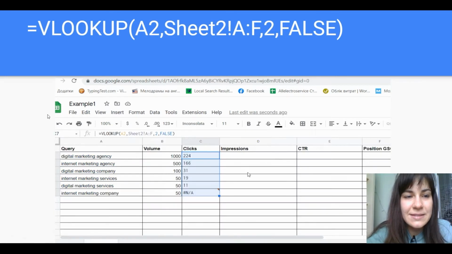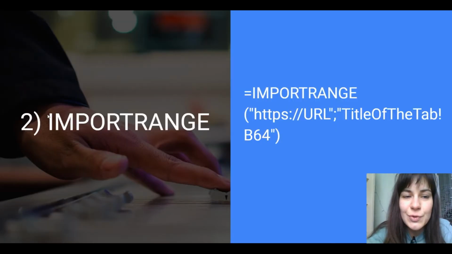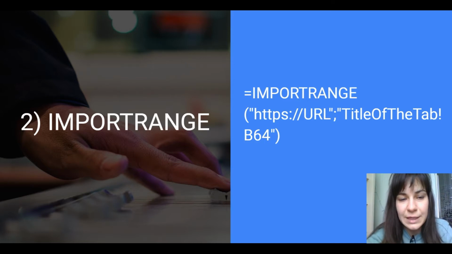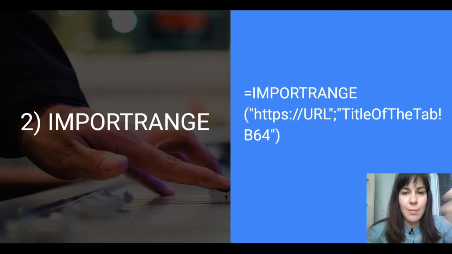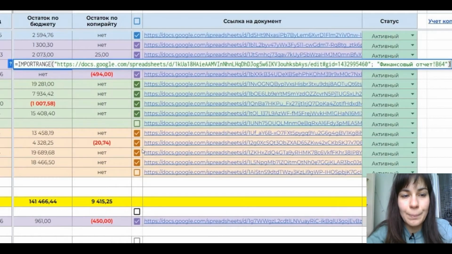And let's move on. The second formula is import range, and the truth is that it works almost the same as lookup, but the difference is that it combines data not from different tabs but from different sheets with different URLs. You just put into quotes the absolute URL of a different sheet to combine those data together. In our agency, Idea Digital, we use this formula to combine information about budgets, about how much money we have on our projects, in one place.